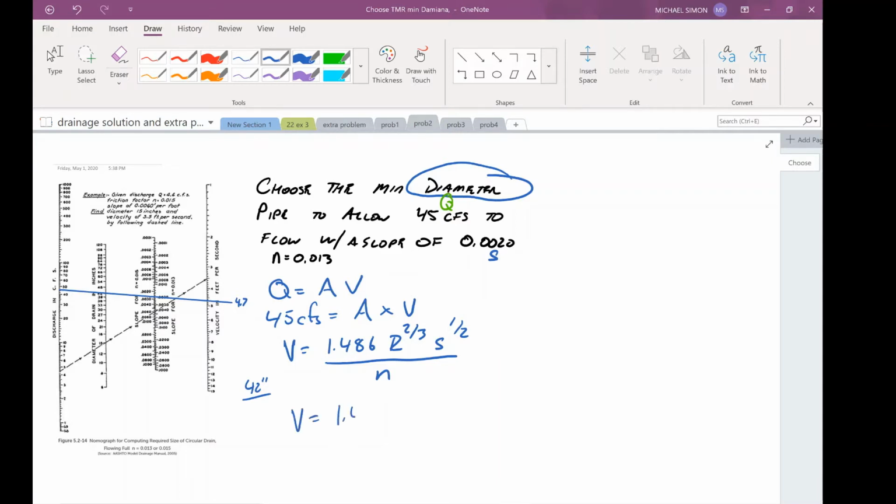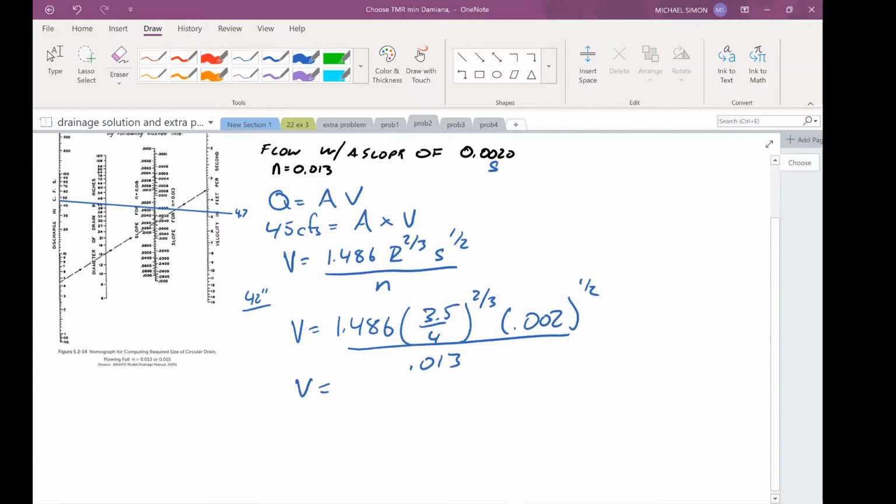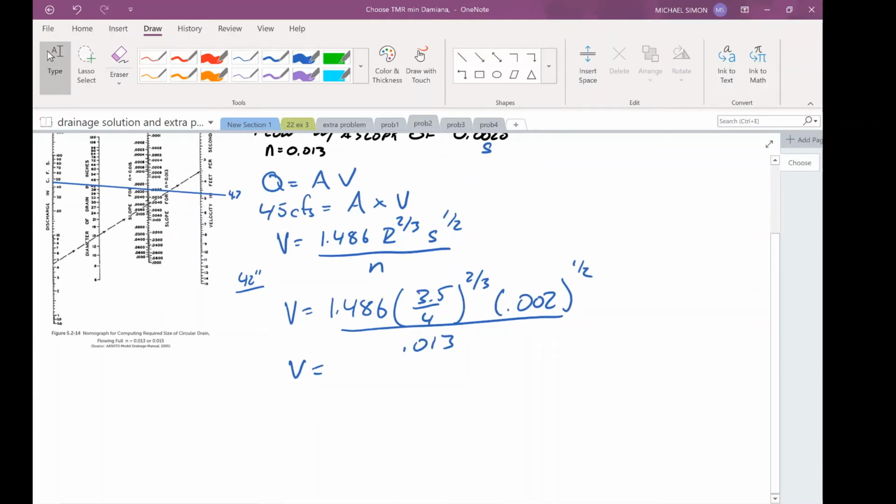So velocity would be equal to 1.486 times 42 over 12 is 3.5 over 4 to the 2/3 times 0.002 to the 1/2 over 0.013. That would give me a velocity of, 3.5 divided by 4 raised to the 2/3 times square root 0.002 times 1.486, divided by 0.013. Velocity is 4.68. And again, we said 4.7. So if I now check that with Q is equal to AV, that would be equal to 3.5 squared pi over 4, that's the area of the pipe, times this velocity, 4.68 feet per second.